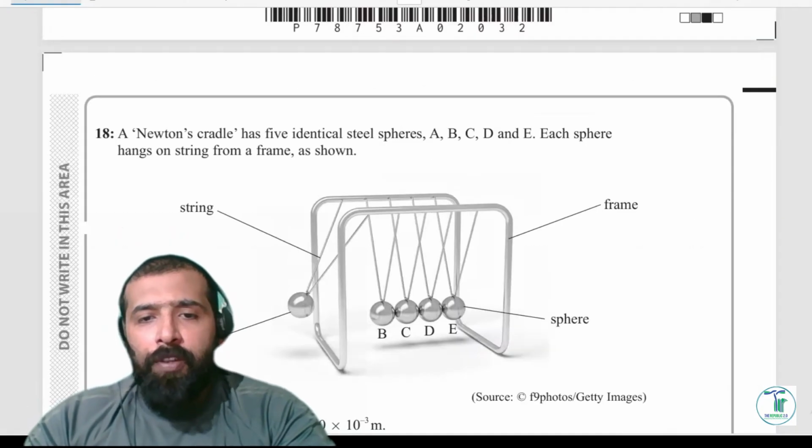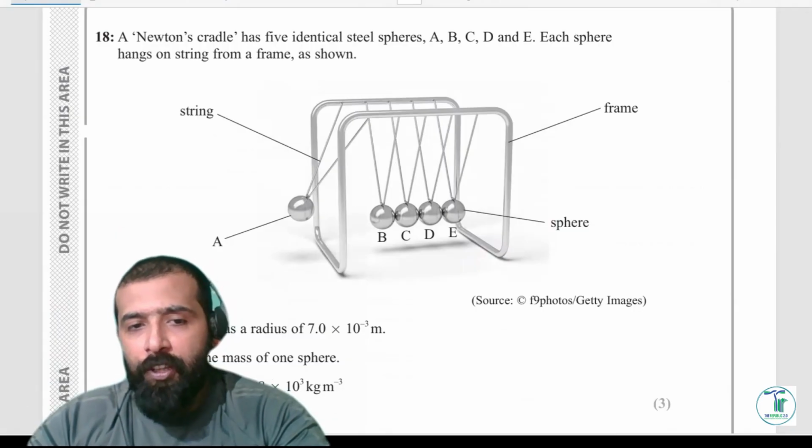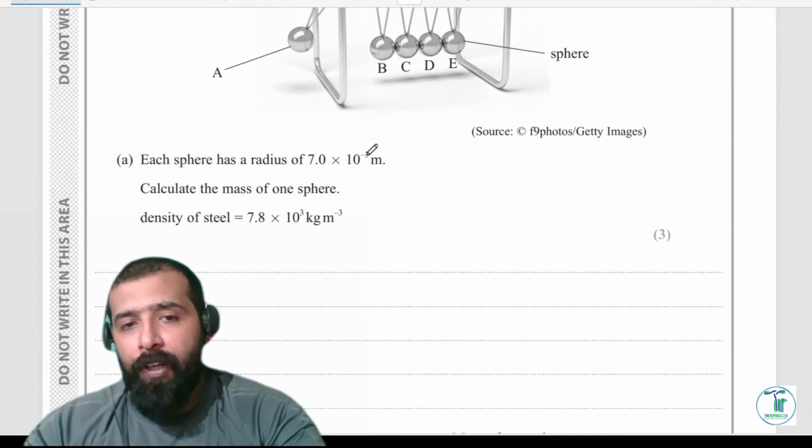Now we have got this question number 18, where we have got a set of these different spheres which are going to strike along each other. Each sphere has a radius of 7 times 10 raised to the power of negative 3.